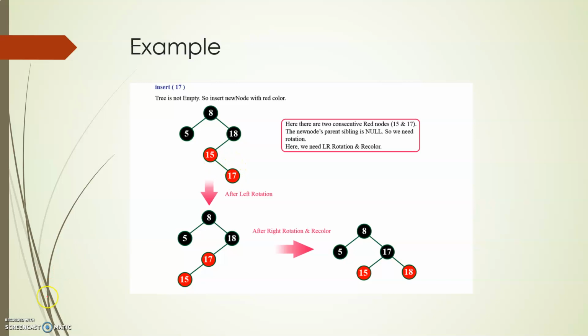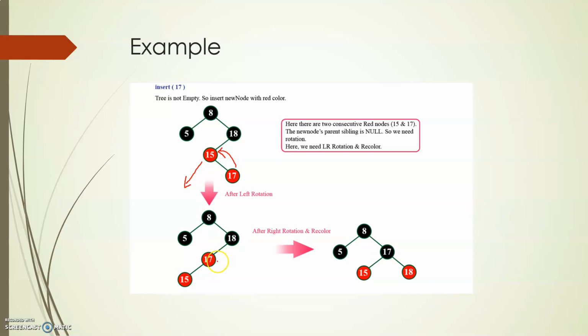So it fails. Since two red nodes are consecutive, we have to do a rotation. To do a rotation, we first do an LR rotation. So you can see here, 17 is shifted to the left. So 17 takes the place of 15 and 15 becomes the left child of 17.